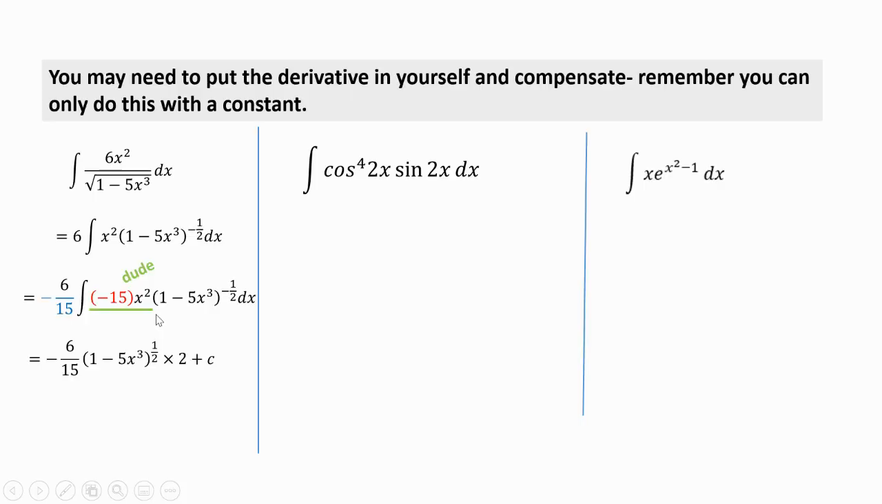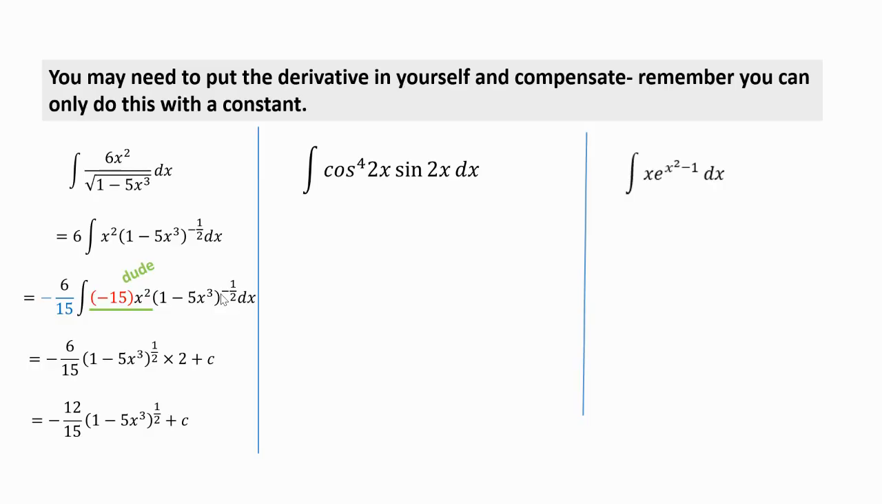Okay, so -6 over 15, (1 - 5x^3) to the half, divided by -1/2 + 1, which is a half, which is actually timesing by 2. So the answer should be that. Just try this in your head and you'll see that this times by 2 is actually dividing by a half.